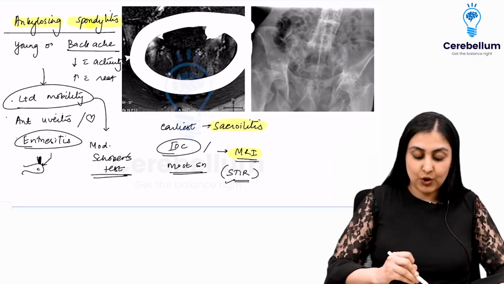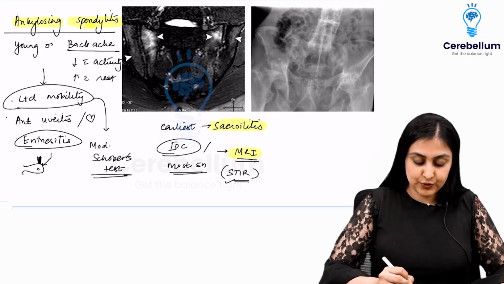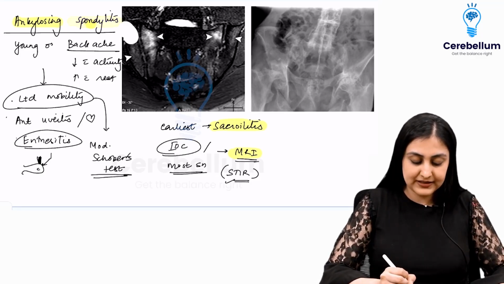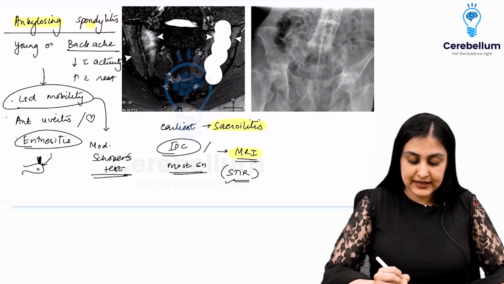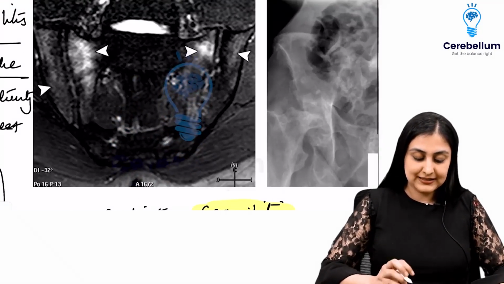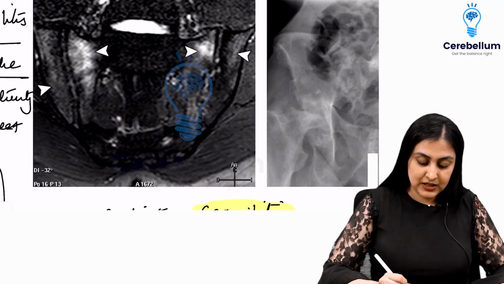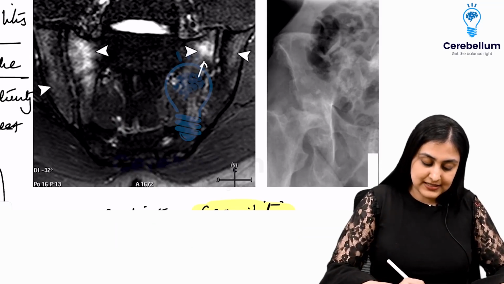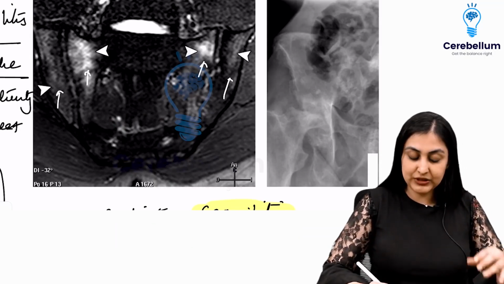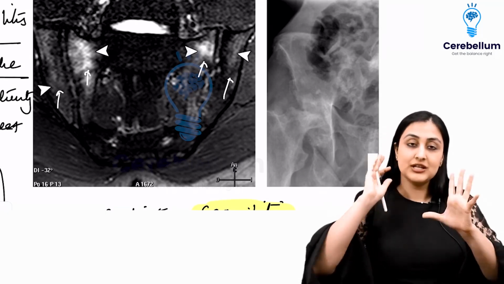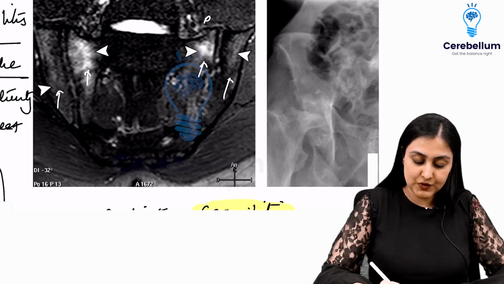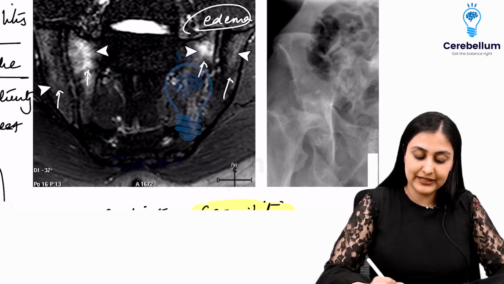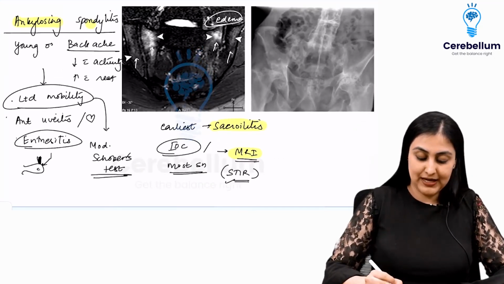So this is a coronal MRI of the SI joint. I hope you can make it out. This is the sacrum and these are the iliac blades. So this is the joint here. You can see that on both the sides. Yeah. So this is the sacral side and this is the ilium bone here. On both the sides you can have this white edema here. So this denotes the bone marrow edema, which is sacroiliitis.